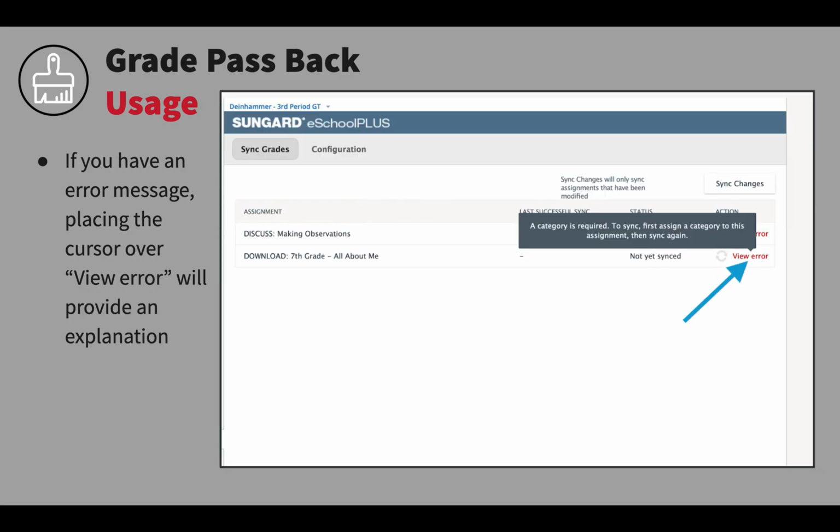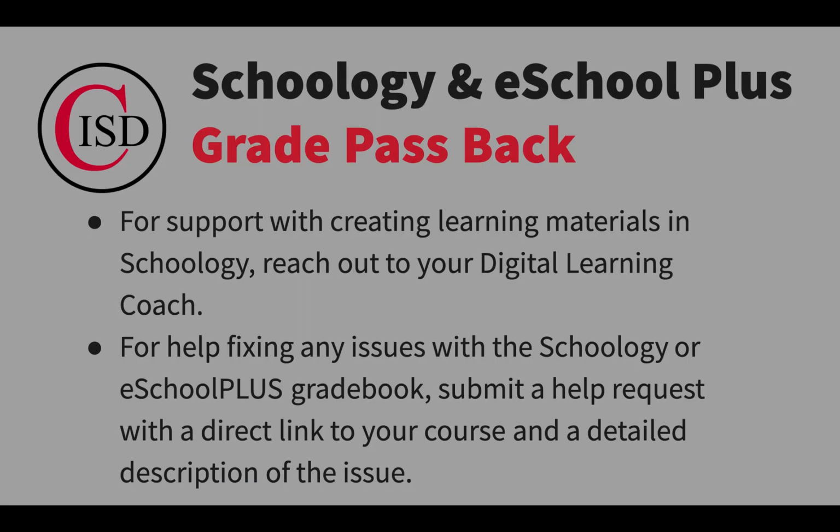If you see this view error message, if you just hover your mouse cursor over it, it's going to give you some more explanation. So in this case, it says a category is required. So this item says ungraded, so it doesn't have that performance task or that summative assessment tied to it. Okay. So that is really it.